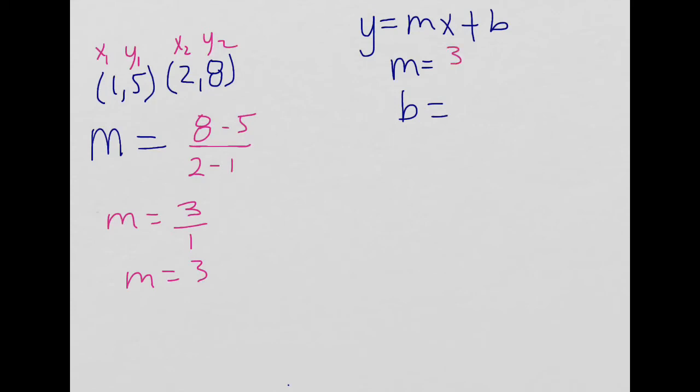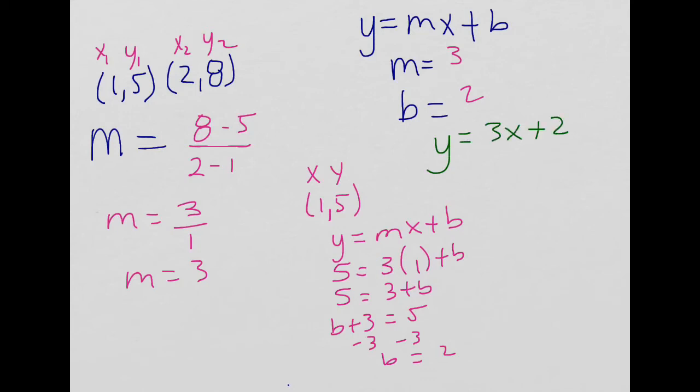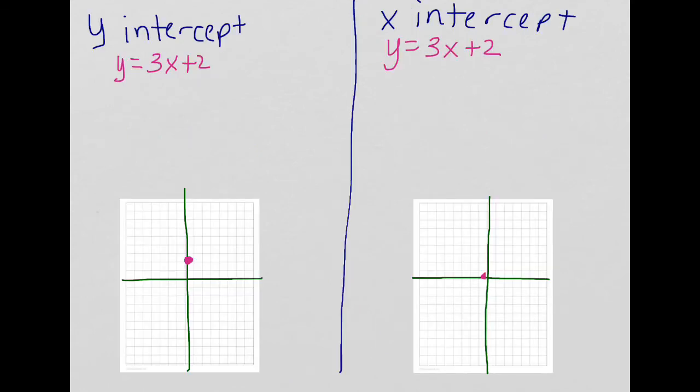I'm going to plug that in, and now I need to find my b. So I'm going to go ahead and choose to use my 1, 5, because those are my smallest numbers. That's going to be my x, that's going to be my y. y equals mx plus b. 5 equals, my slope is 3, times 1 plus b. So 5 is equal to 3 plus b. b plus 3 is equal to 5. Subtract 3, subtract 3. b is equal to 2. So my answer for my equation of the line in slope-intercept form is going to be y is equal to 3x plus 2.